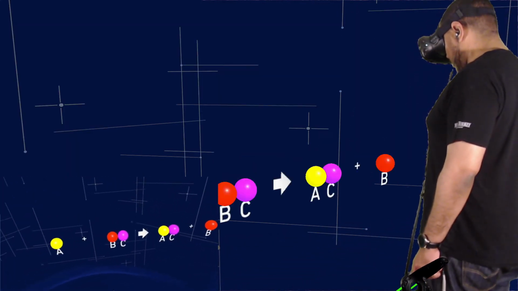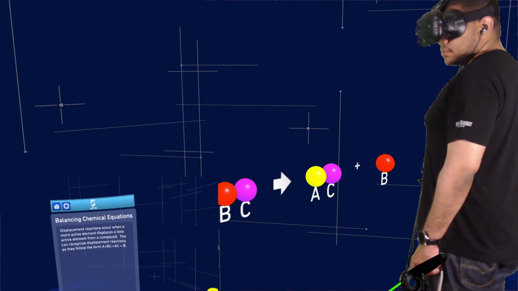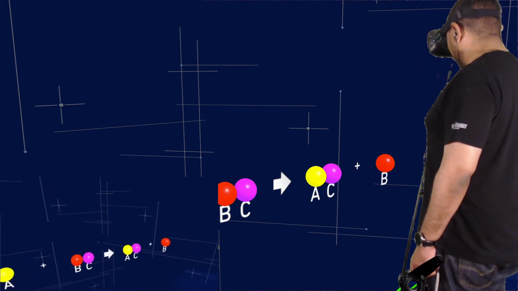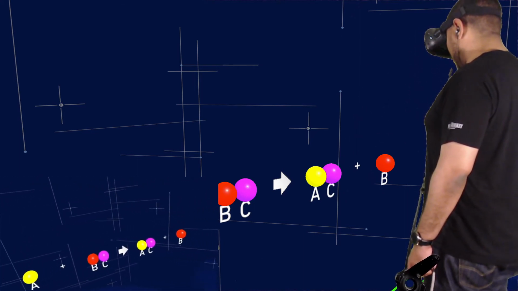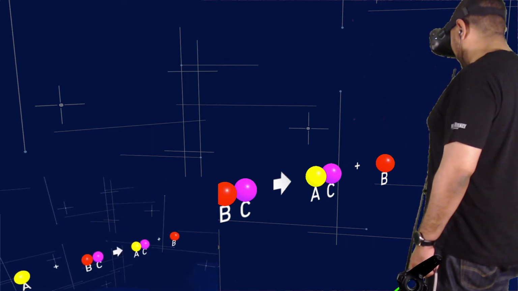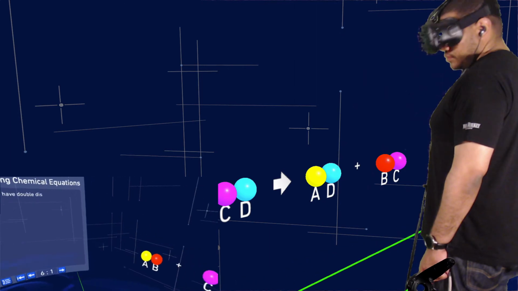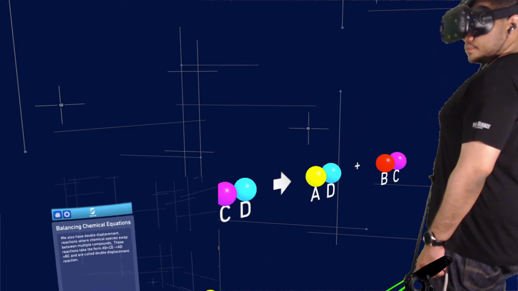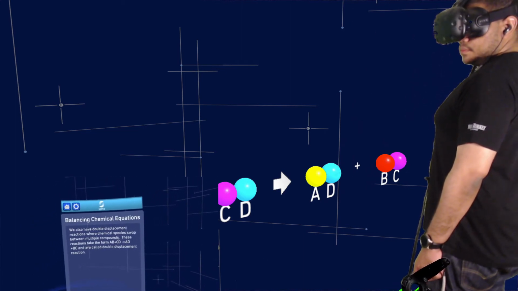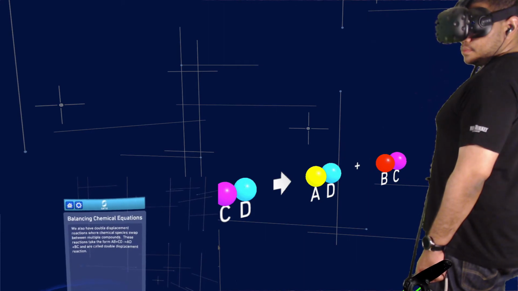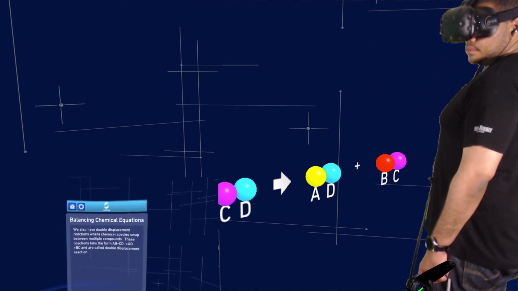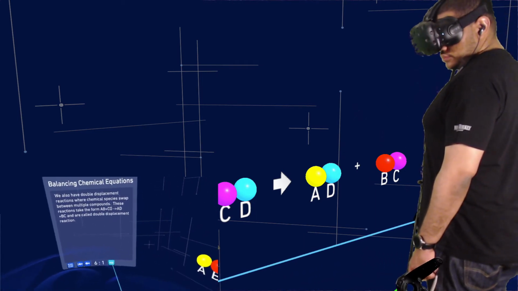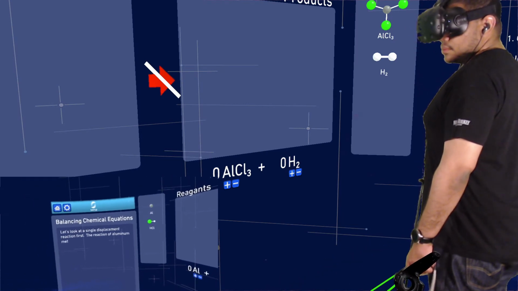Displacement reactions occur when a more active element displaces a less active element from a compound. You can recognize displacement reactions as they follow the form A plus BC transforms to AC plus B. We also have double displacement reactions, where chemical species swap between multiple compounds. These reactions take the form AB plus CD transforms to AD plus BC and are called double displacement reactions. Let's look at a single displacement reaction first.